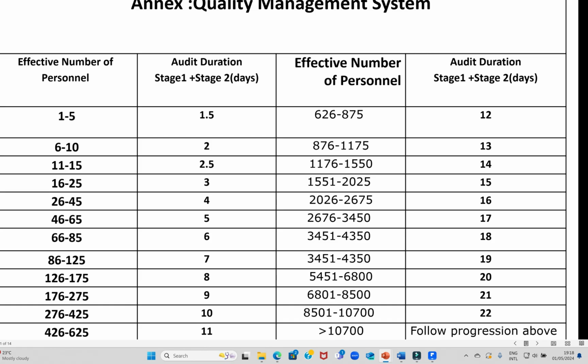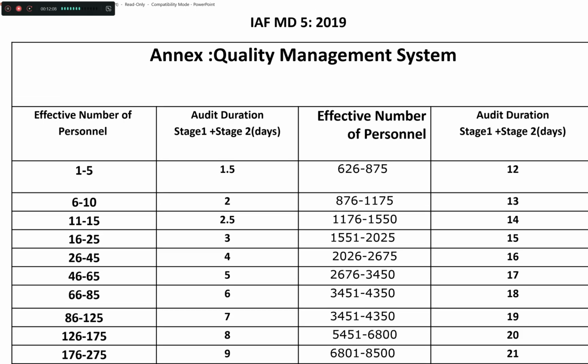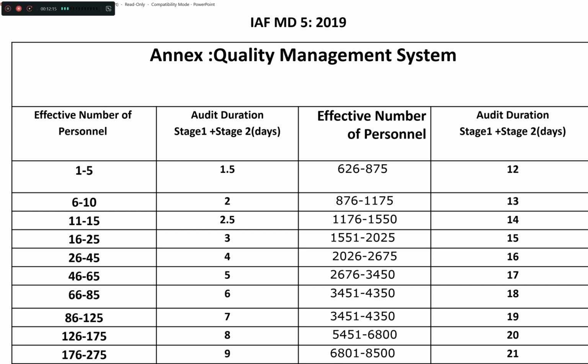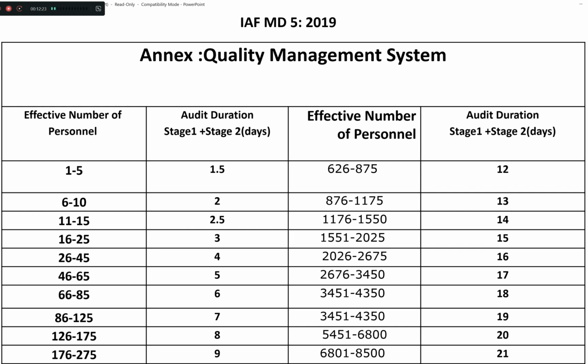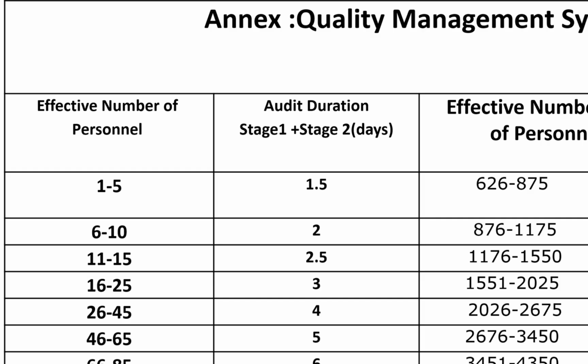And then you also need to look at the number of manpower. This is IAF MD5. This is the document. IAF is the International Accreditation Forum. MD5 is mandatory document number 5. The latest version is 2019. It talks about the effective number of people. If the effective number of people in an organization is 1 to 5, for stage 1 and stage 2 audit combined together, you have to spend at least 1.5 days.